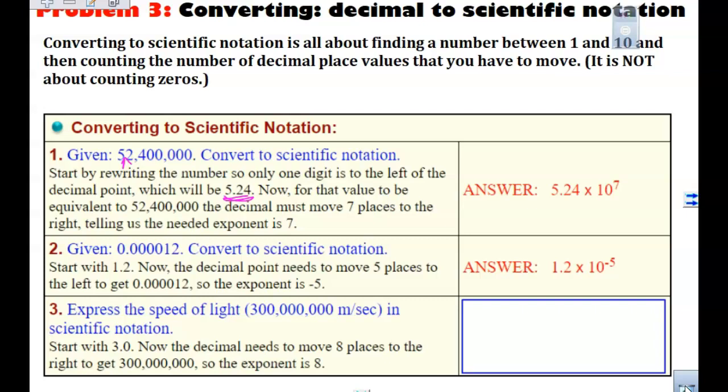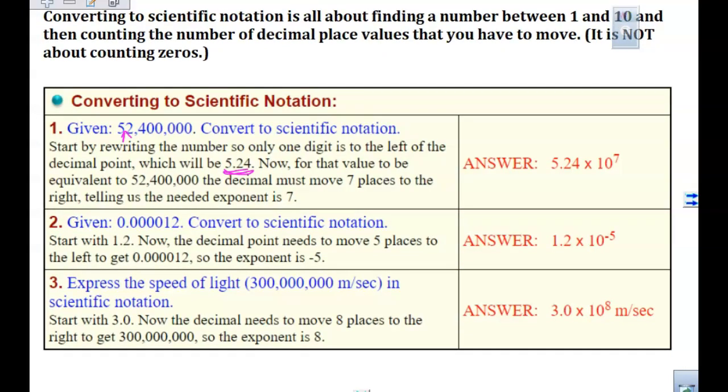So now I want to take a look at this last one, and it says 300 million meters per second. So 3 times, how many places are we moving our decimal? 3, 6, 8 places. So we can't necessarily always count the zeros when we are working with a larger number, but when it's a small number, we can count those zeros. So make sure you have those written in.